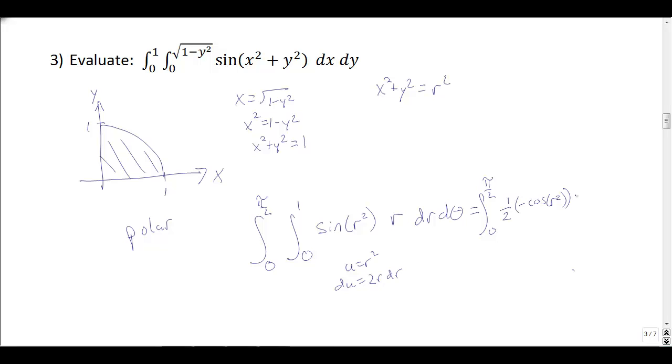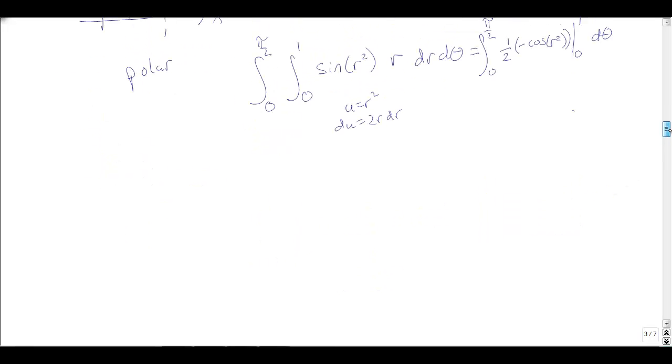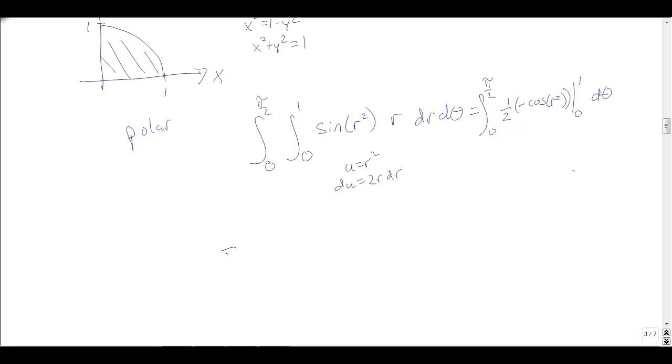Here. And then we're going to go from r equals 0 to r equals 1, and then we have to do a d theta integral. Okay. Now let's see, we can pull the 1/2 out in front. We get an integral from 0 to pi over 2. Plug in 1, we get negative cosine of 1. That's not a nice thing here, it's just sort of some value. Negative cosine of 1. We plug in 0, we'll get minus a negative. That's plus cosine of 0. Cosine of 0 is 1. d theta.